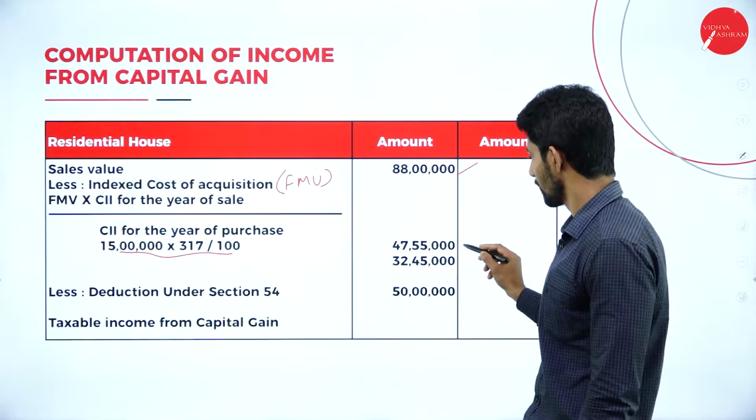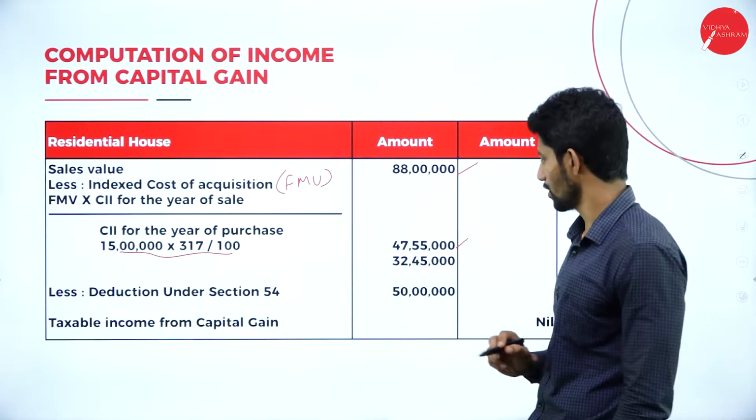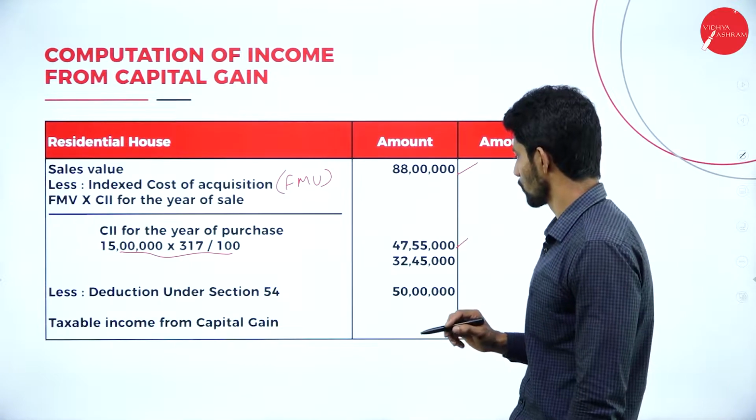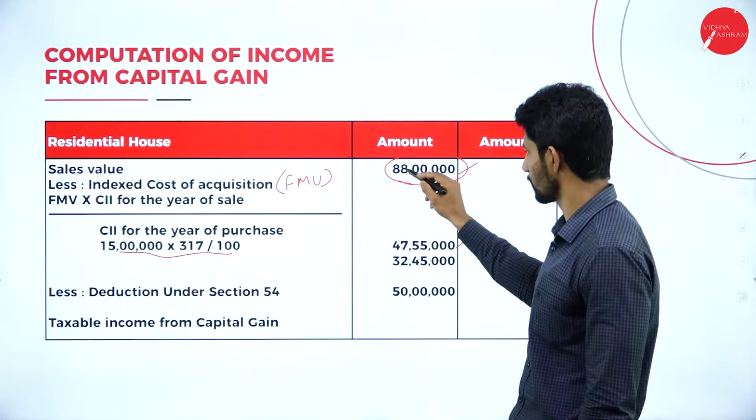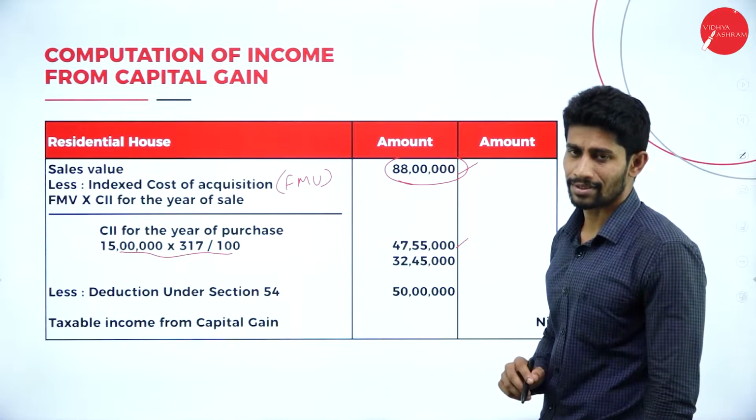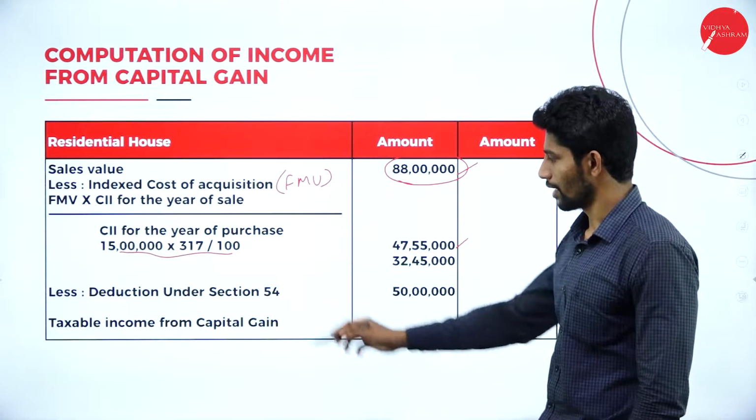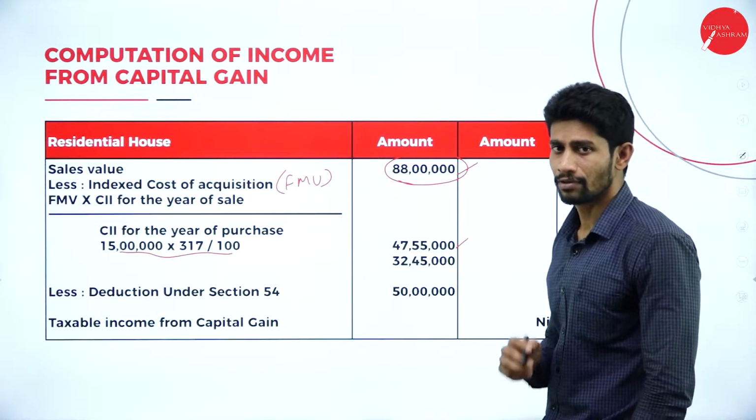How much you will get? You will get 47 lakhs 55,000. So if you deduct this value from 88 lakhs, you will get 32 lakh 45,000. How much you will get? 32 lakh 45,000. So less deduction under section 54.